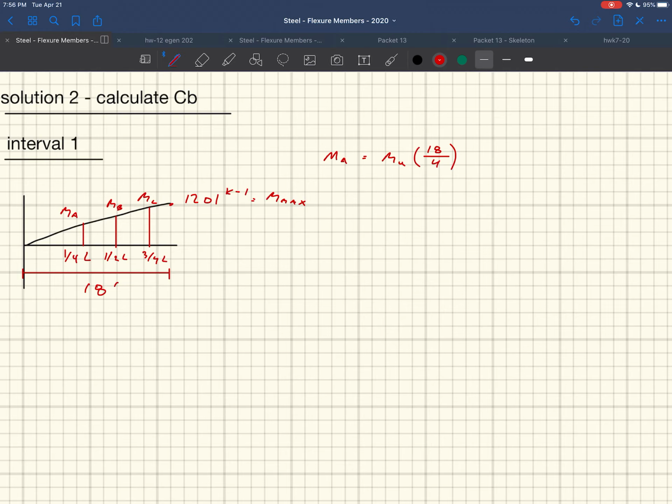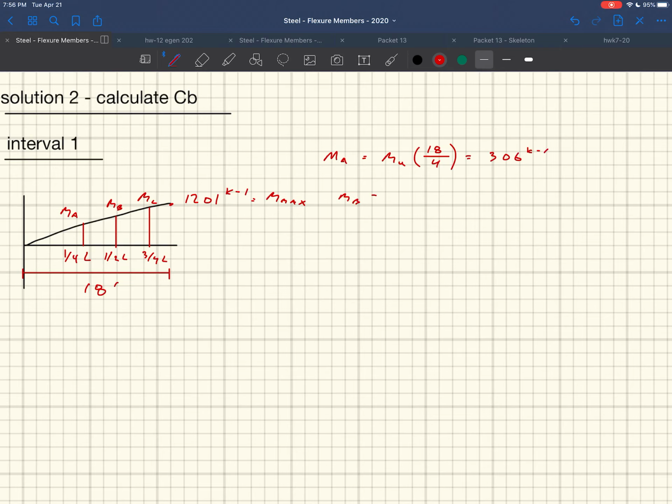Okay, and the L in this equation right here, it's not the overall span, it's just the span of that interval right there. So in this case, it's 18 feet. So it's 1/4 of 18 feet, 1/2 of 18 feet, and 3/4 of 18 feet. Right. So this MU of 18 over 4 is what MA is. This ends up being equal to 306 kip feet.